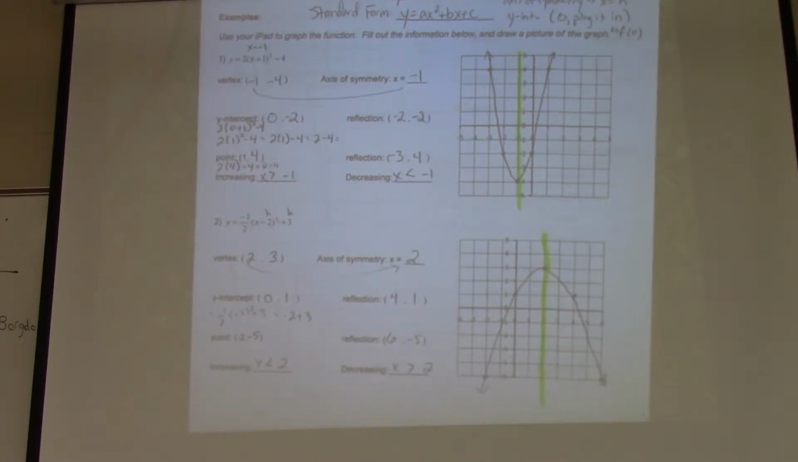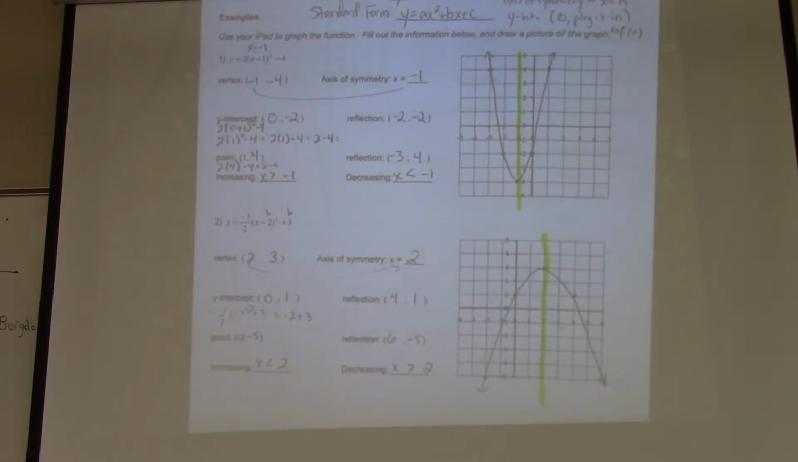Now two things. Number one, what's different between the top graph and the bottom graph? The way it opens for one. What else? The increasing, decreasing. Yeah, because of the way it opens, right? How wide it opens? How wide it is. Why is the bottom one wider than the top one? Because it's a fractional A. Fractional A's get wider.